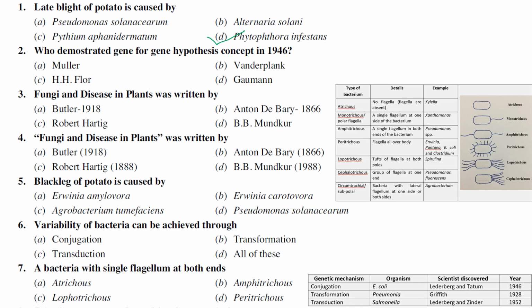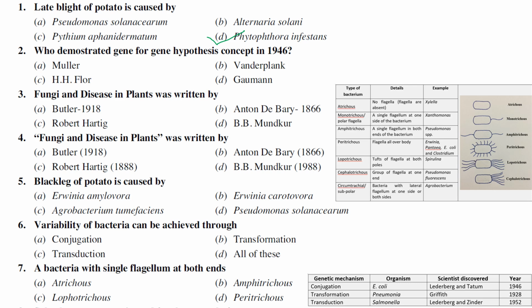The life cycle of the pathogen was discovered by Anton de Bary. He is considered as father of plant pathology. And the name Phytophthora infestans is also given by Anton de Bary only. Phyto means plant, Thora means destroyer. Phytophthora means completely a plant destroyer.